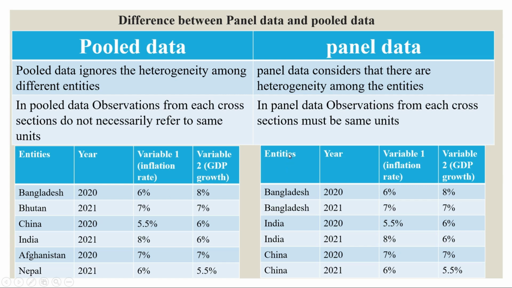But when the observations from each cross section are the same in different time periods, then we can say that this is panel data. That means here in the year 2020 we have collected data on Bangladesh, India and China, and in 2021 also we have collected data on the same entities, Bangladesh, India, China. So this is panel data. These two are the basic differences between pool data and panel data sets.